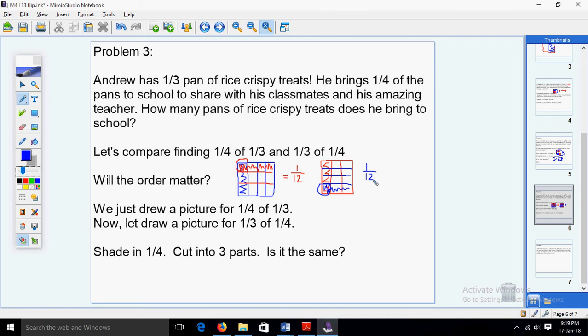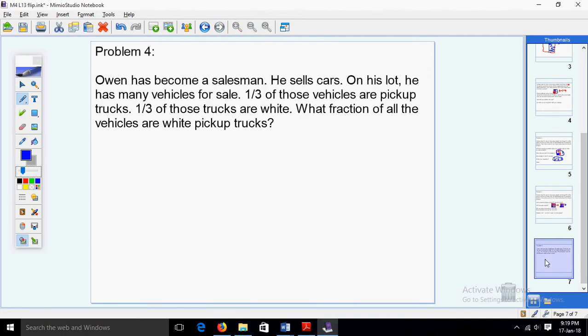All right, okay, last thing we're going to do, Owen is going to be the next victim of our problem here. But he has now become a salesman, and he sells cars. So on his lot or parking place where all the cars are, he has many vehicles for sale. A third of those vehicles are pickup trucks. Those are the ones with like the back that's open where you can put a lot of stuff in. Anyway, a third of those are white. What fraction of all the vehicles are white pickup trucks?